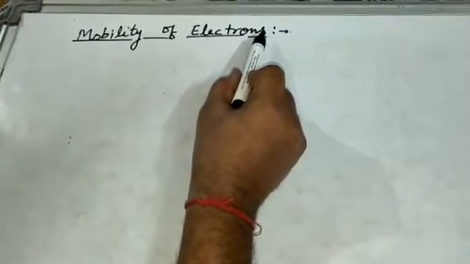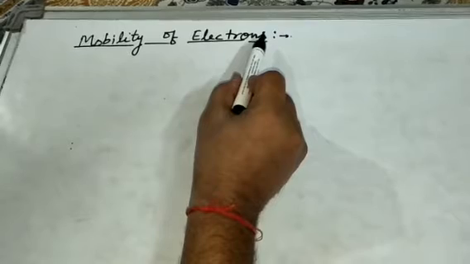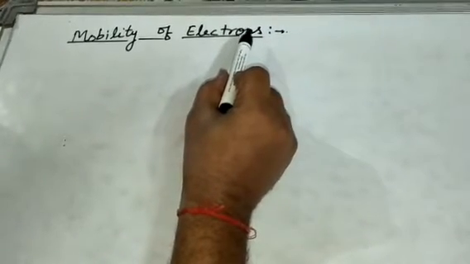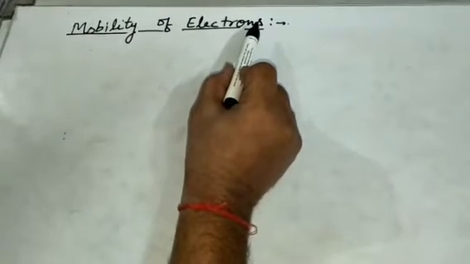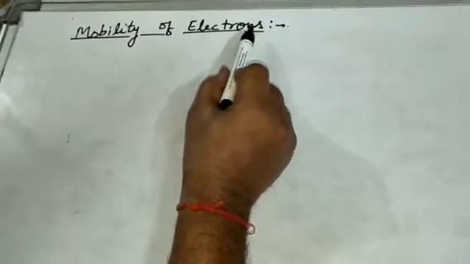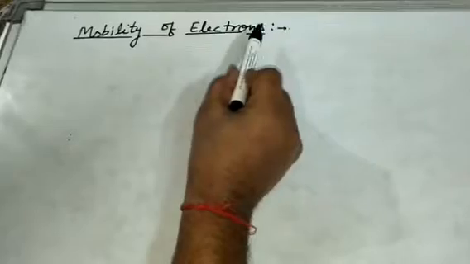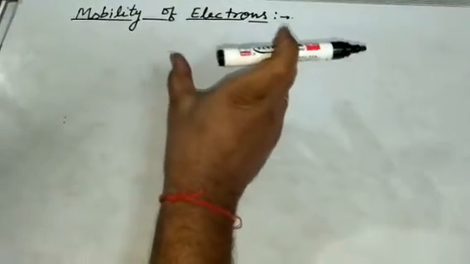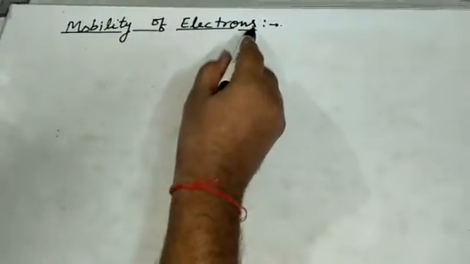In solid state physics, electron mobility characterizes how quickly an electron can move through a conductor when pulled by an electric field. It means when an electric field is applied across a conductor, how quickly the electrons can move. That is called the mobility of the electrons.